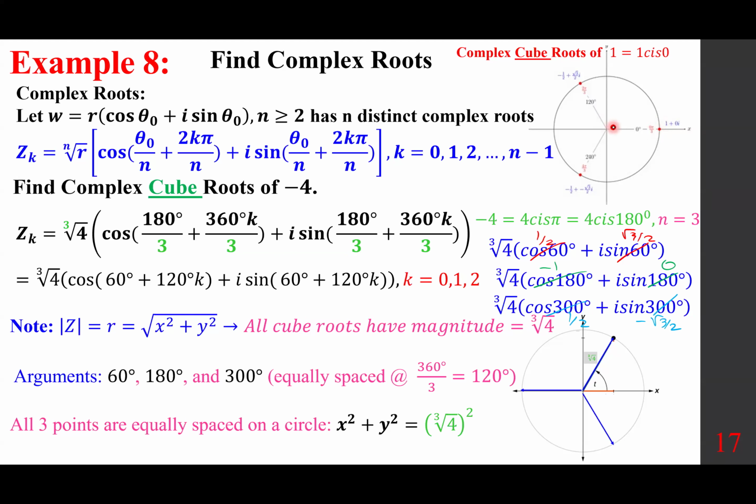The question is, where do you start it? For 1, you start from here. In short, for any positive number, you start from here. For any negative number, you start at 60 degrees. Just to give you an idea.